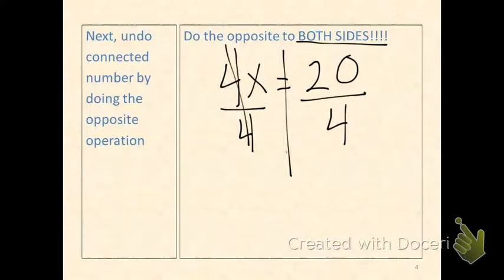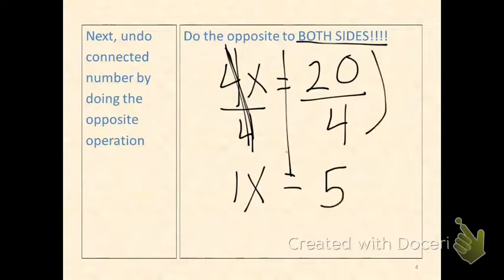Well, 4 divided by 4, that's a 1. So it's like saying we have 1x. And that equals 20 divided by 4, that's a 5. So now we have 1x equals 5, which, guess what? That's our answer.